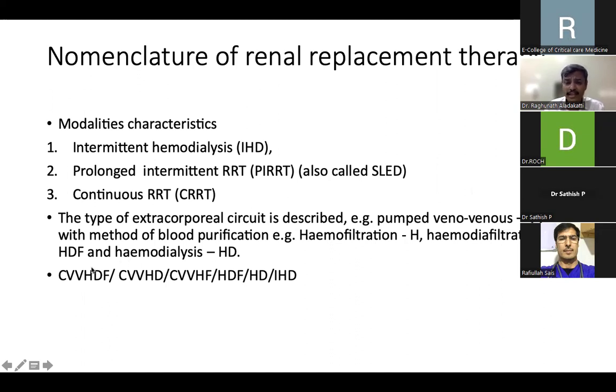So many nomenclatures have been given here. We can use the words continuous veno-venous hemodiafiltration. Continuous means a longer duration, CRRT, like 24 hours. Veno-venous is most commonly used. Hemodiafiltration is both hemofiltration, meaning ultrafiltration, and dialysis. There is not much ultrafiltration in dialysis alone; fluid removal is not happening. Here both fluid removal and solute removal are there.